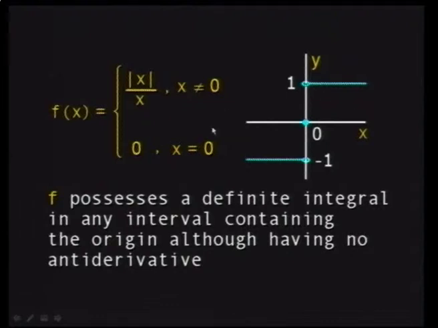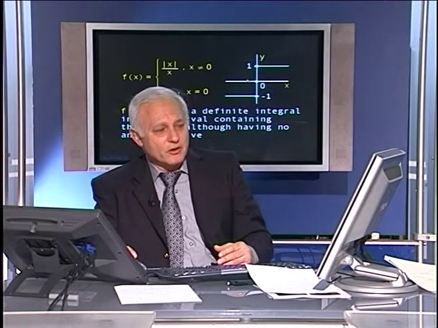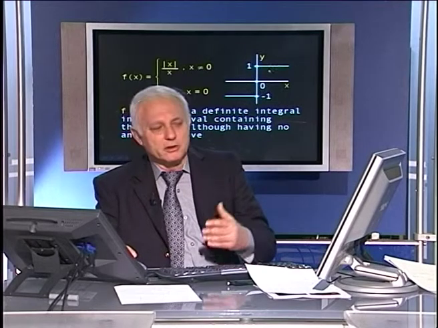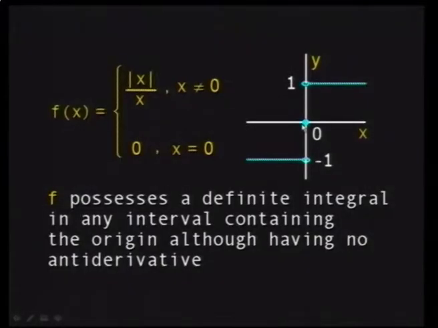For example, this function here is not continuous, of course, because it has a jump, a discontinuity, as you remember from our lesson on continuity. At the same time it has no antiderivative, because it does not comply with the theorem saying that if F is differentiable, F dash must comply with the intermediate value theorem, and this does not on this closed interval. Therefore this function has no antiderivative in any interval containing the origin, and yet it is integrable on any interval containing the origin.